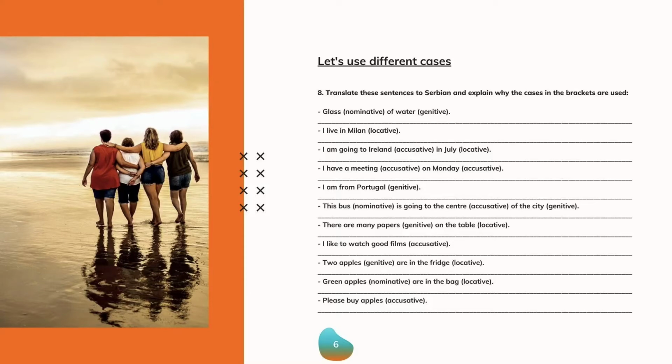Then, I live in Milan. Milan, that's the location of someone's home address, so that's the locative case. Milan is in Serbian Milano, but still that's the masculine singular form. Masculine singular nouns in locative have the ending u, so the sentence is Ja živim u Milanu.